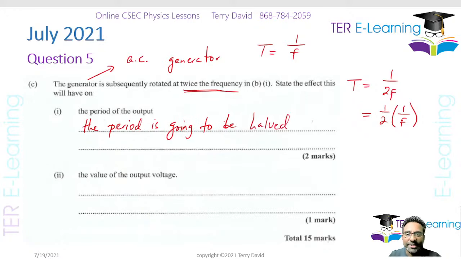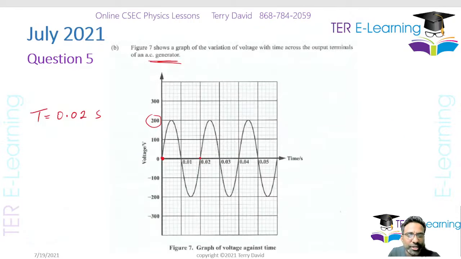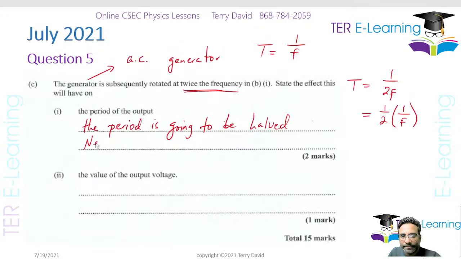I know some of you might say double. It's not double, it's going to be half. In the question they gave us a period, so the original period is 0.02. So what you could have said is that the new period is equal to 0.01 seconds. So the period is going to be halved, and you can put the figure if you want. It's up to you. I don't know how they're going to allocate the 2 marks here, but that's the answer there.